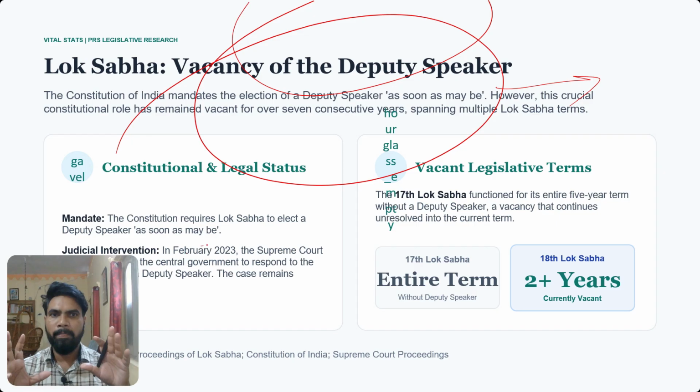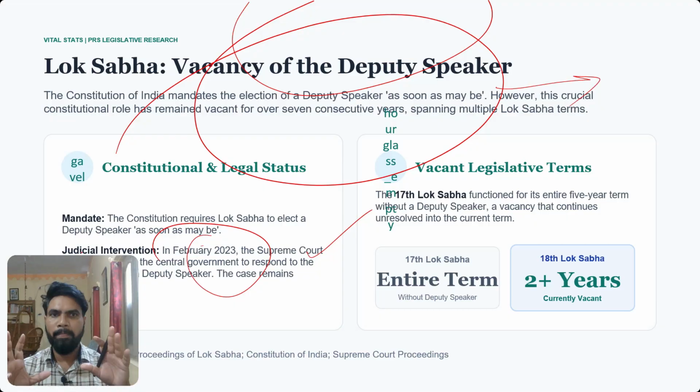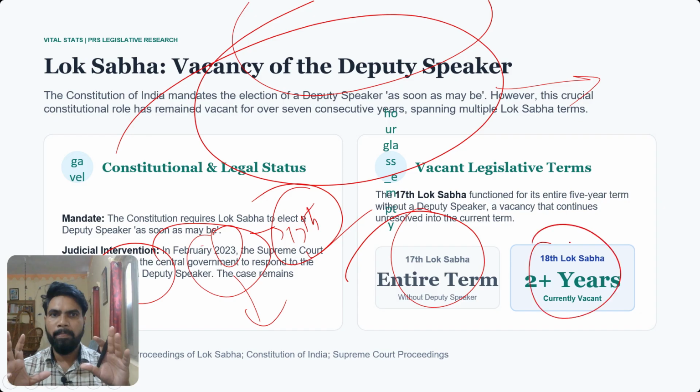There is a case also in February 2023. The Supreme Court issued a notice to the central government to respond to the delay in electing a deputy speaker. February 2023 falls in the tenure of the 17th Lok Sabha, so for the entire period of the 17th Lok Sabha, there was no deputy speaker. The Honorable Supreme Court issued a notice to the government, but no response was given. Now it has been two years plus. For the 18th Lok Sabha, here also there is no election of the deputy speaker. So you can understand what all this boils down to.